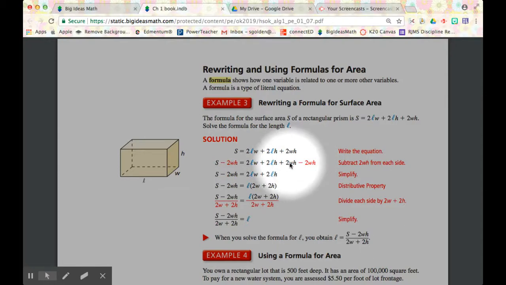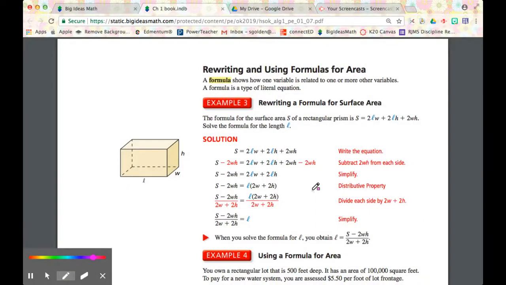So when we do that, it cancels from this side. Let me change to a pen. It cancels from this side, and I'm left with 2LW plus 2LH equals S minus 2WH, because again, this one has letters. Well, this one does too, but they're not the same letters, so we cannot combine them. So now what I do, here's my new equation.